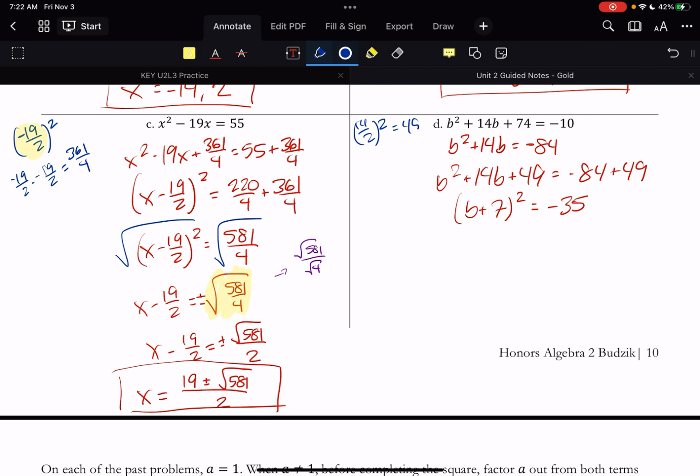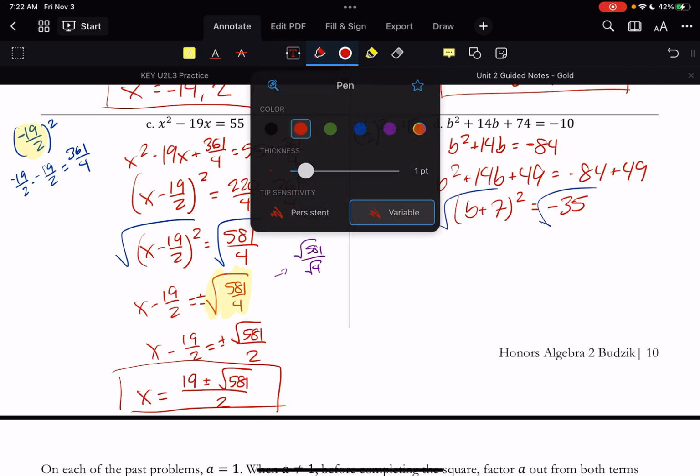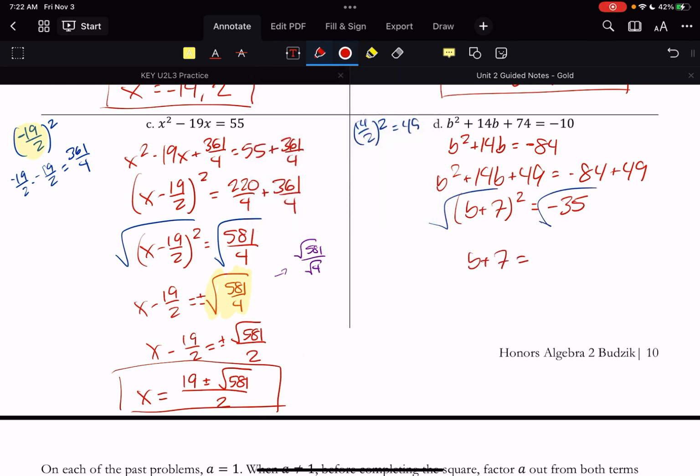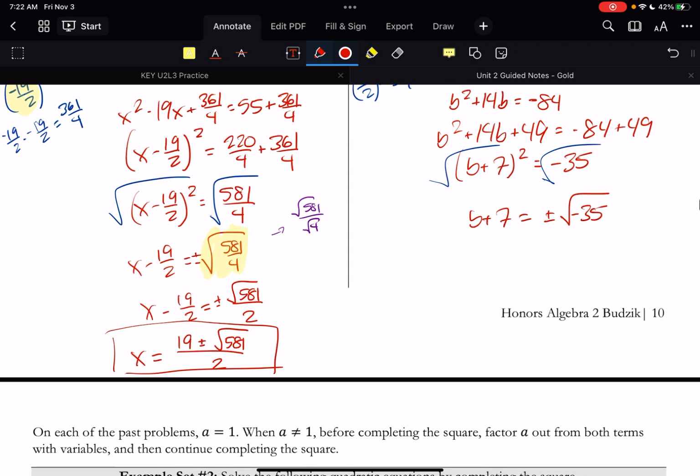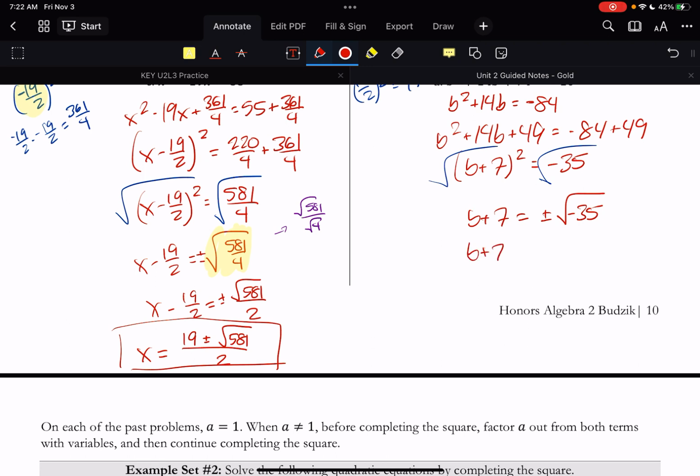So I'm going to take the square root of both sides of my equation. b plus 7 equals plus or minus the square root of negative 35. And I know that I can pull out an i because now I'm in the complex number system, since I'm taking the square root of a negative number. So this is going to be b plus 7 equals plus or minus i radical 35. And then last step, I'm just going to subtract 7. So my two complex solutions are negative 7 plus or minus i radical 35.